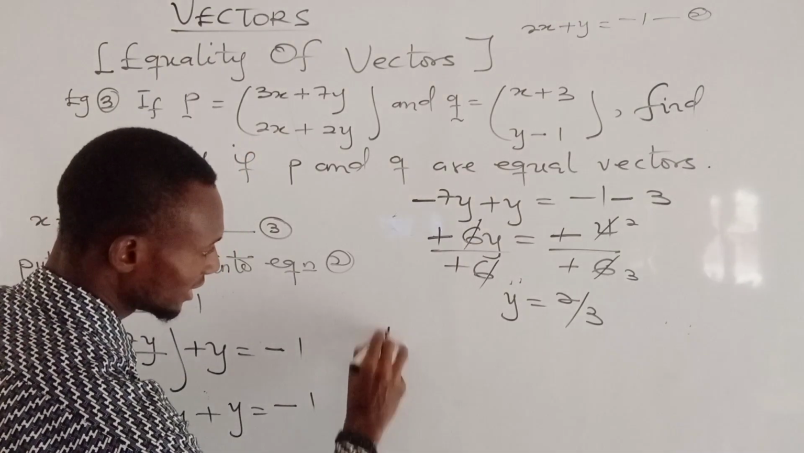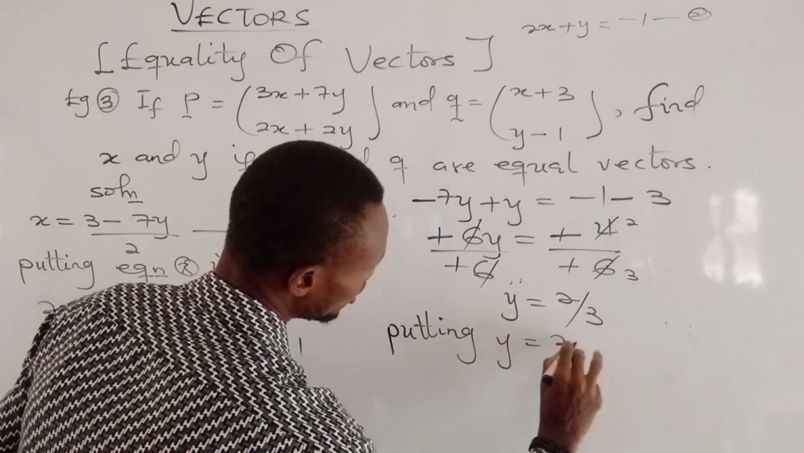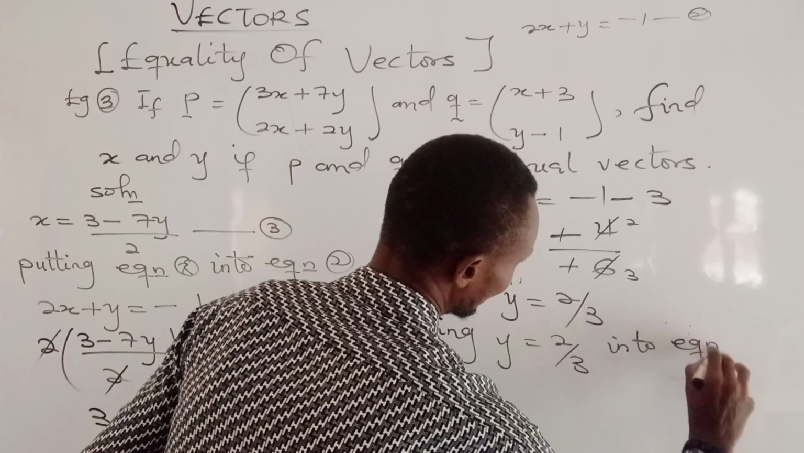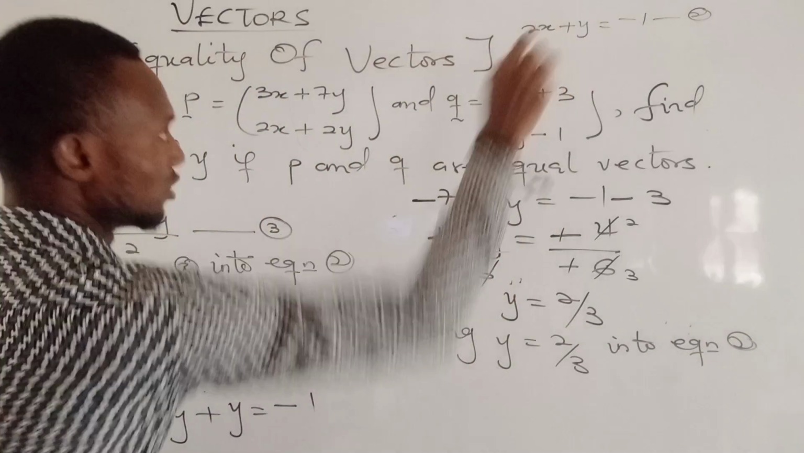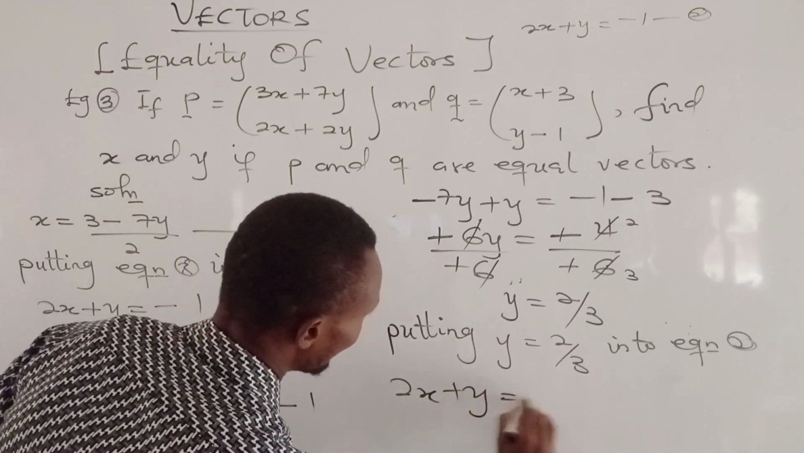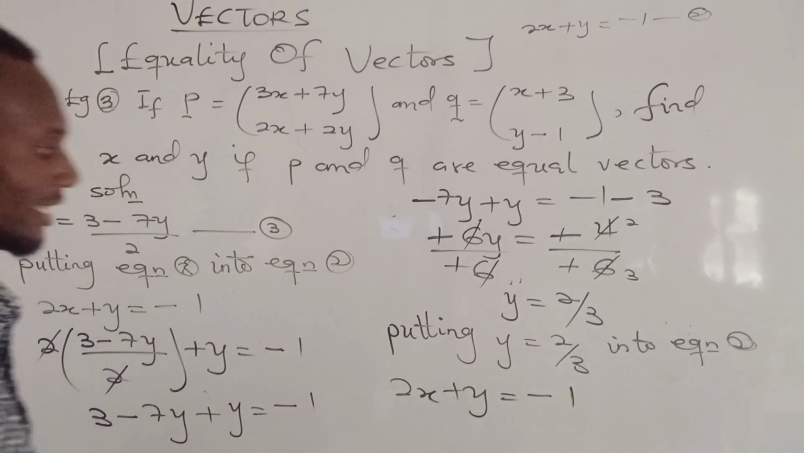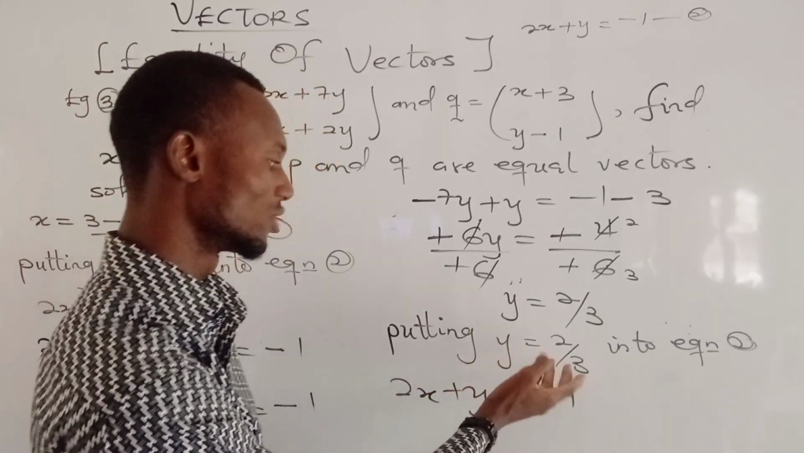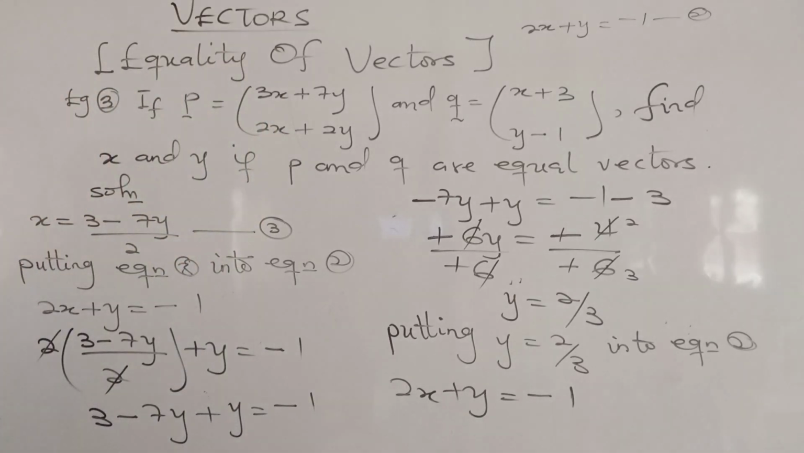So I'll say that putting y equals 2 over 3 into equation 2. Let me write equation 2 down. Equation 2 is 2s plus y equals negative 1. Wherever I see y in this equation, I'll put the value of y there so that I can solve for s. Okay, so let's go ahead and do that.